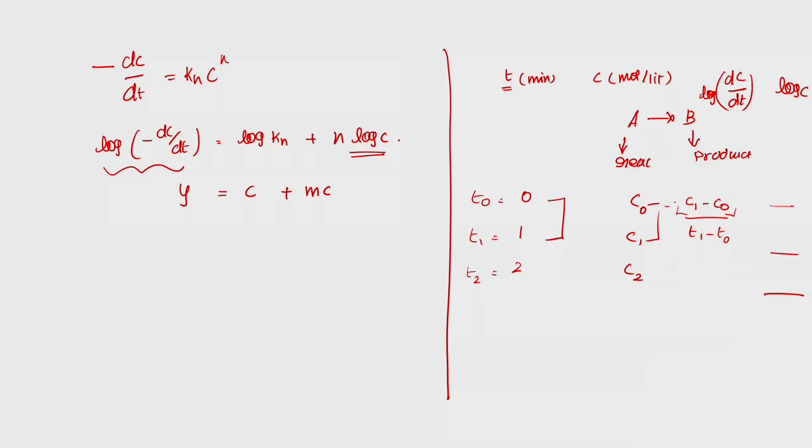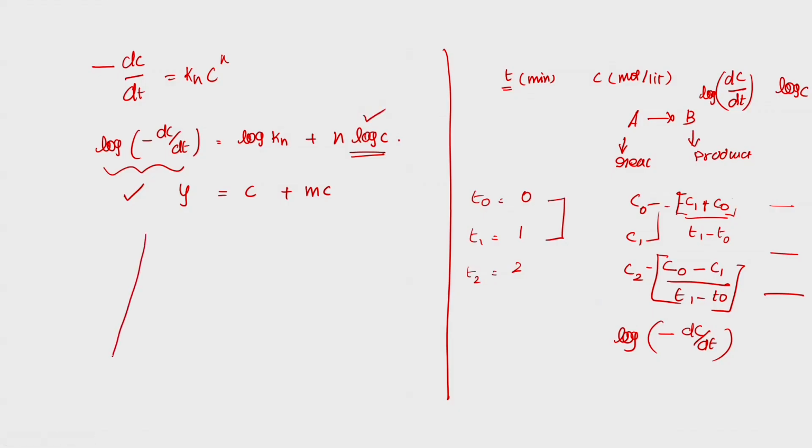So I will be writing, if I take minus out, then the C naught will be coming here. So this is nothing but minus of C naught and plus C naught, right. So I will be having C naught minus C1 by T1 minus T naught. So one minus sign is here, right. So that is the way I will write minus dC dt. So if I take a log, then I will have this value. So from taking just a log of the concentration column, then I will be having log C.